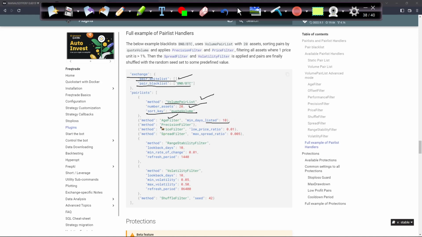Okay, then we have precision filter, then we have price filter where the ratio is 1%. Okay, 0.01. Okay, ratio between high and low should be greater than 0.01. Okay, now the spread filter is this much. This is also the same thing, but it is defined as maximum. It was set for price, now it is set for spread. Okay, this is calculated in percentage.